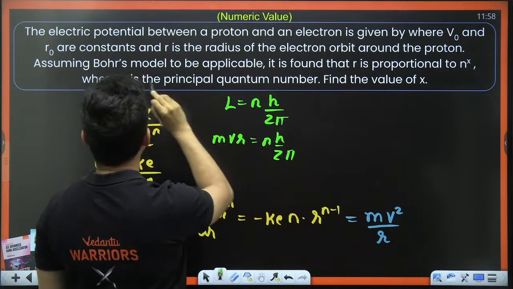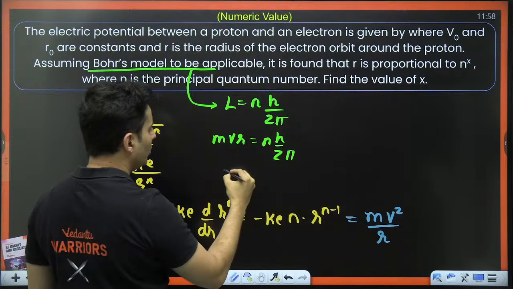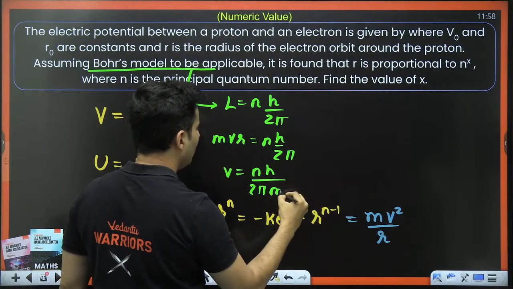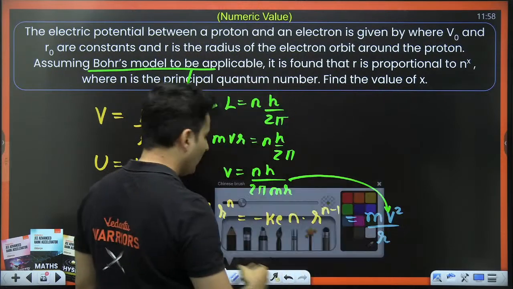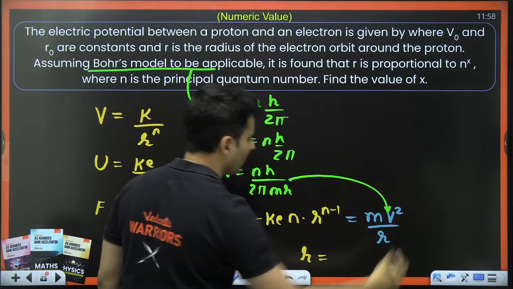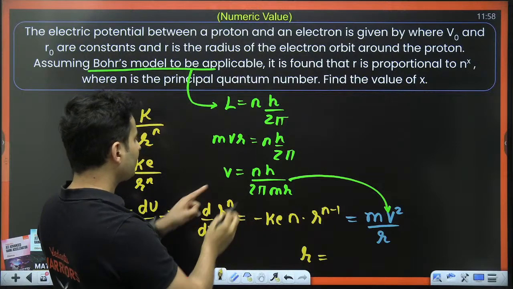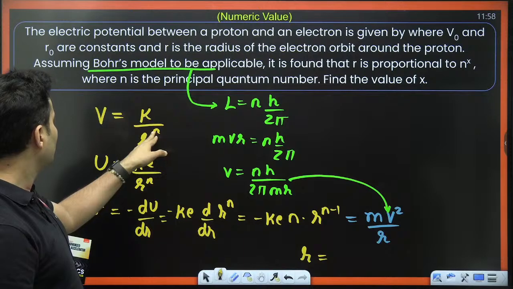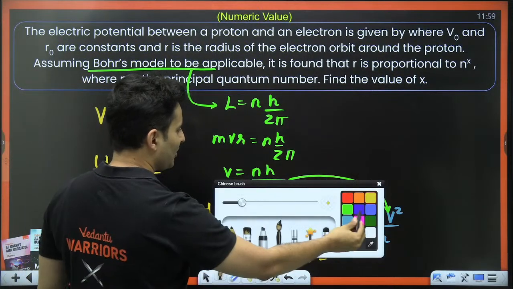How did I say this? Because Bohr's model is applicable, that's why angular momentum is nh by 2 pi. So v will be nh by 2 pi mr. Use this velocity, substitute it here. Solving this, you will get the value of r is equal to something. Our value of r depends on that n, the principal quantum number. Actually, this n and that n are different. Hold on.